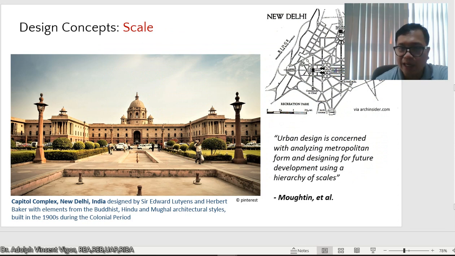And another is scale. I think this is one of my most favorite theories in design. So this is the Capitol Complex in New Delhi, India. It's designed by Sir Edward Lutyens and Herbert Baker with elements from the Buddhist, Hindu, and Mughal architectural styles, built in the 1900s during the colonial period. So you could really see that there's massing and scale, which for me makes the entire place much more interesting. Urban design is concerned with analyzing metropolitan form and designing for future development using a hierarchy of scales.